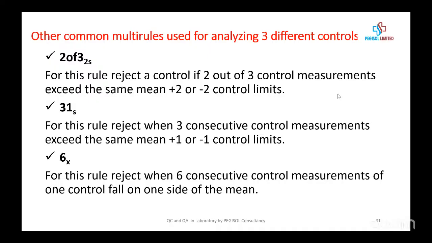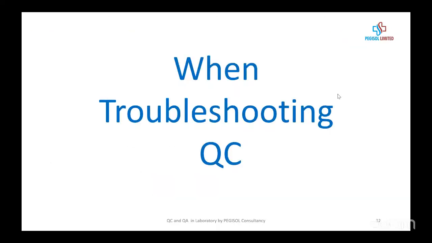Then 6x. For this rule, reject when six consecutive control measurements fall on one side of the mean. See, six of them are always on one side of the mean, whether positive or negative. You need to reject and you must not release patient results. A lot of us, when we do tests, once the test value is within the analytical range or reference, think that it has passed. But you see that it has not passed; you have to analyze statistically for us to be able to know that this is appropriately done as it should be.